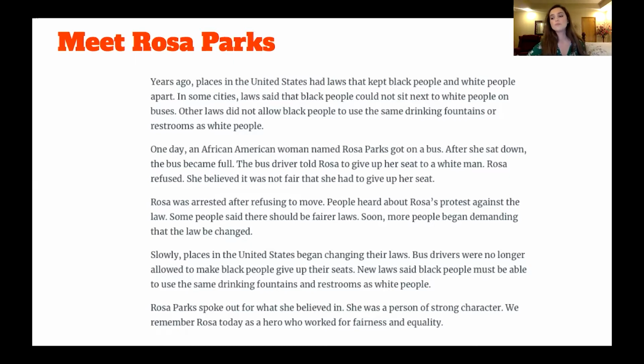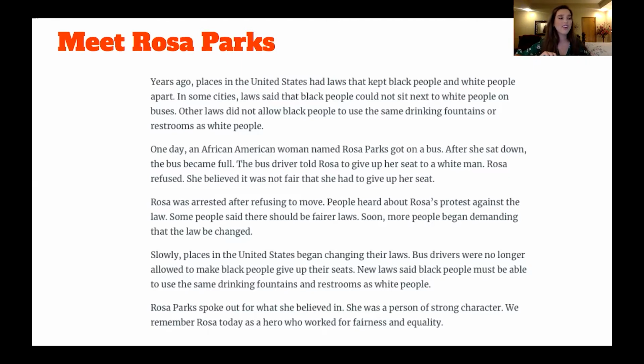All right, so I just put the main idea is that laws in the US kept Black people and white people apart, and then I put some details. Now, you guys do not really have to include the details because what we're trying to do today is actually just find the main idea. But these details, again, can just be helpful in remembering. So if you want to include details, that is awesome. Now let's go down to paragraph 2.